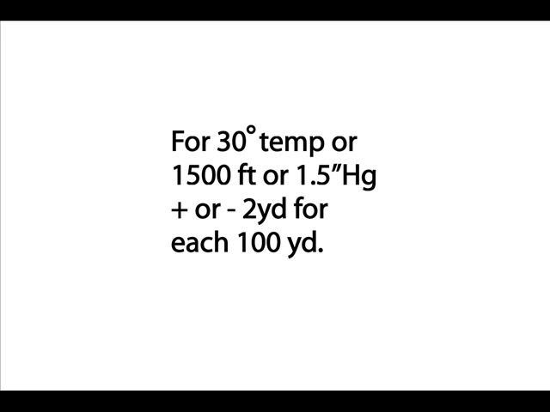You're going to have to pretend like your target is further away because you're going to have to raise the muzzle of your rifle. You're going to have to raise your scope to compensate because the temperature is lower. So if there's a 30-degree drop in temperature, you're going to have to add 2 yards for each 100 yards. So let's say you're shooting at 700 yards, you're going to have to add 14 yards to the distance you get on your rangefinder to compensate for the drop in the temperature.